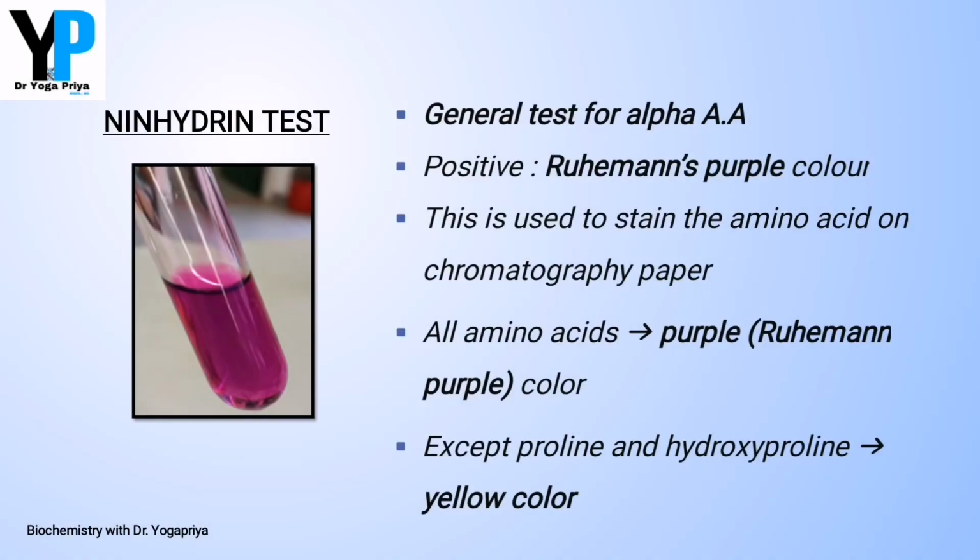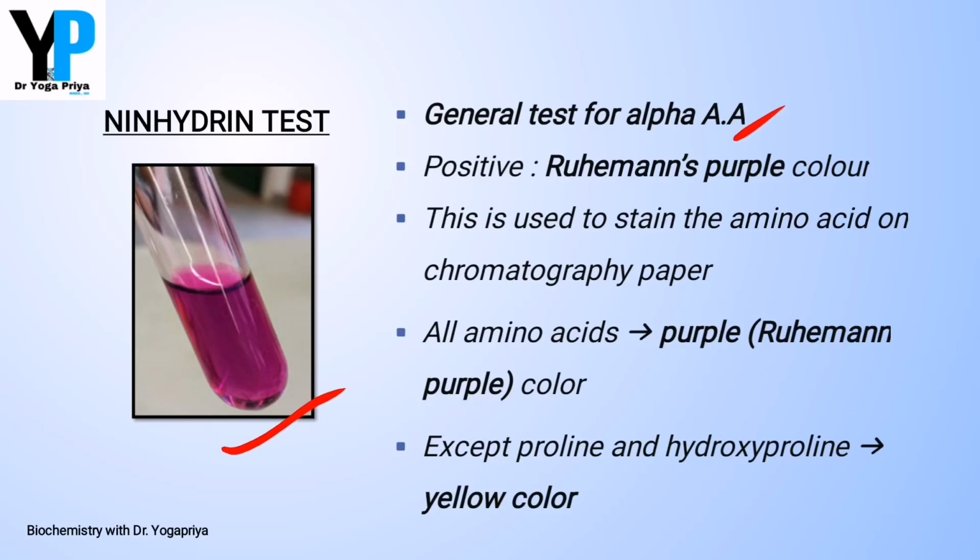The next test is the Ninhydrin test. It is a general test for all the alpha amino acids. So what is the procedure? To one test tube we add 1 ml of protein solution and then 2 drops of 0.1% Ninhydrin solution. We mix it, boil it for 1 to 2 minutes, and allow it to cool. What would be the end result? You get Ruhemann's purple color, that is, a dark violet color.